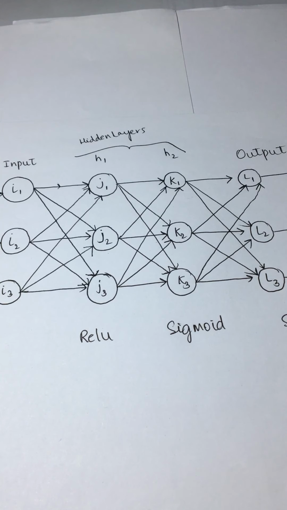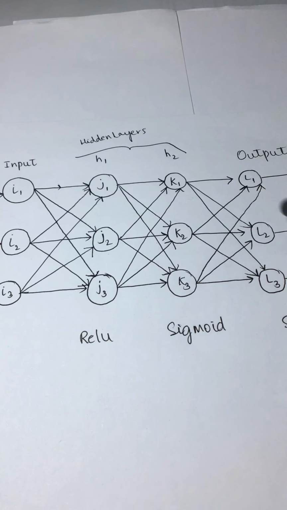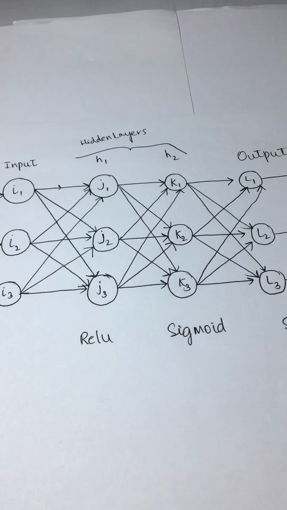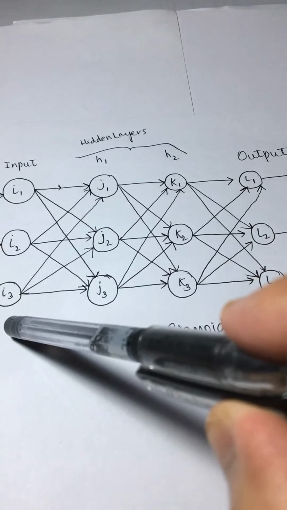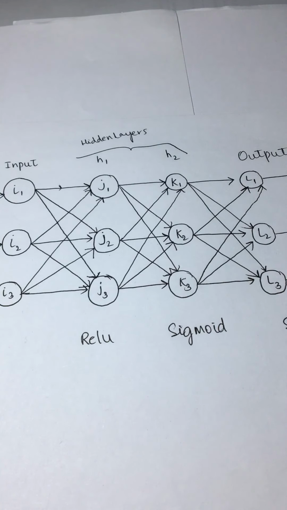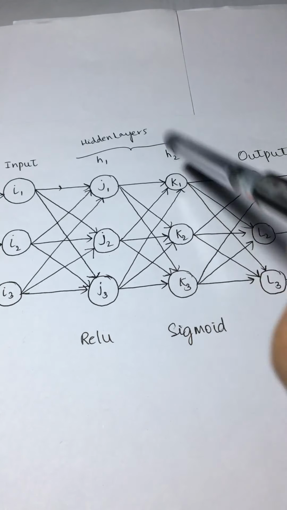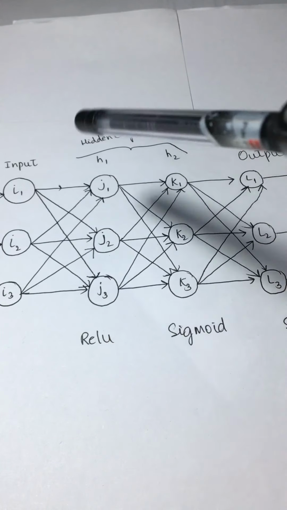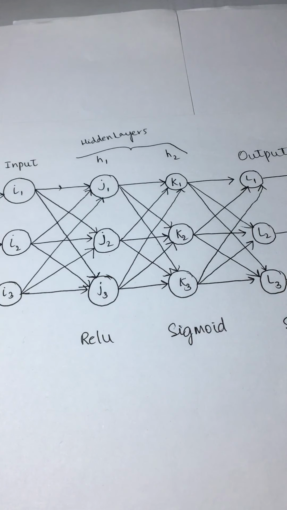In this particular case we have only 3 nodes, but consider a case where you have 10,000 nodes. This K1 node will have connections with all of them. Similarly for I2, and similarly for the other nodes as well. So the first thing you can see from this image is that each node has connections with all nodes in the next layer.